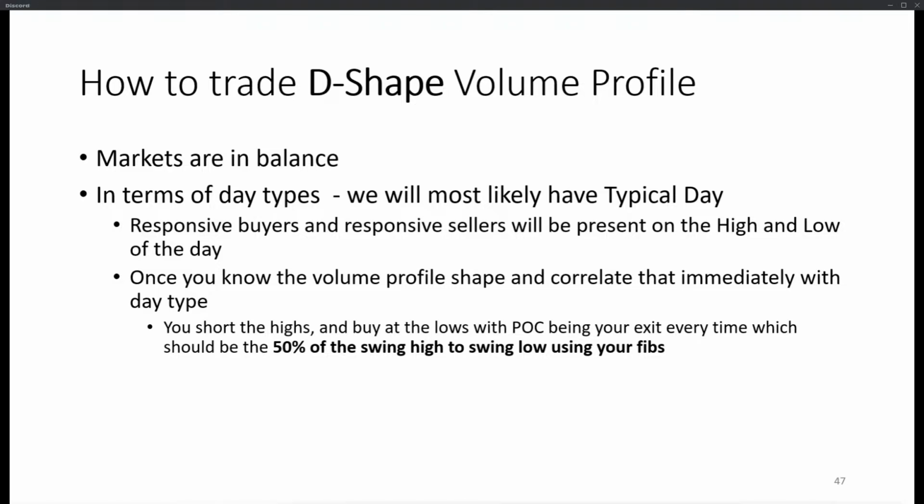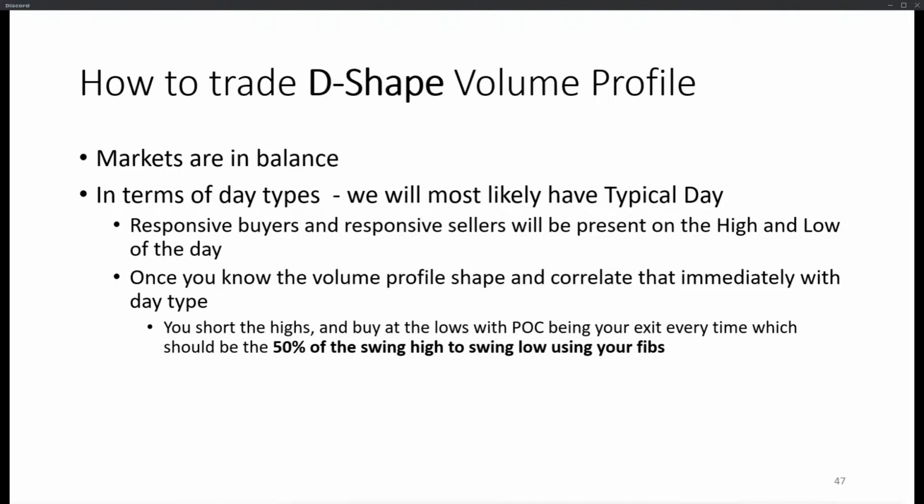For the top, by the bottom. That's correct. And where's your exit? Until it points... doesn't work no more. If I'm shorting value area high, where do I get out? POC. Good. POC, before it breaks POC.